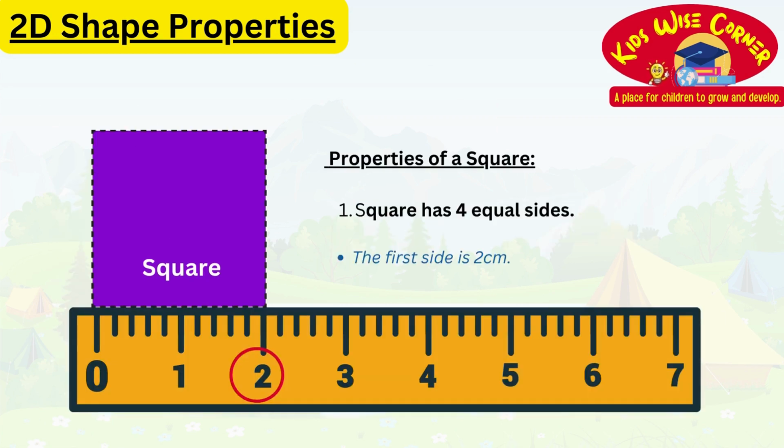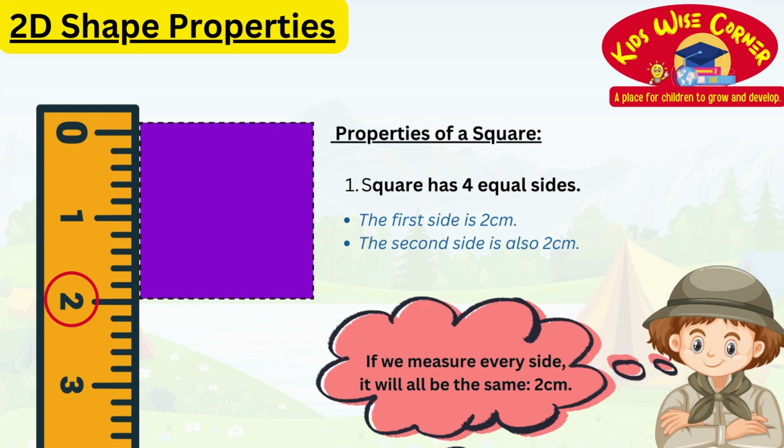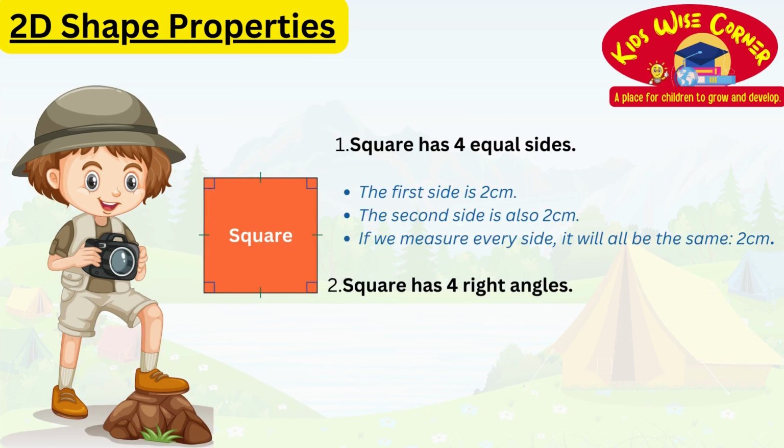If we use the ruler and measure the second side, the measurement is also 2 centimeters. If we measure all 4 sides, it will all be the same, measuring 2 centimeters. The second property is that the square has 4 right angles. You may be wondering, what are right angles?